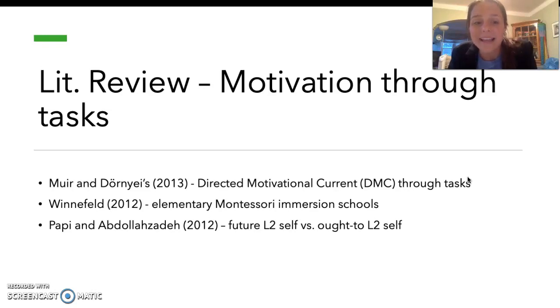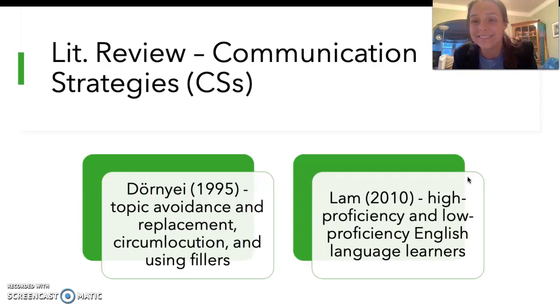And we have Papi and Abdollahzadeh, who in 2012 looked at the future L2 self versus the L2 self. The future L2 self is visualizing yourself in the L2 in the future, and the L2 self is basically working towards an L2 because you feel like you have to. Their study affirmed the present research in the practice of developing tasks to enhance a student's motivation toward their future L2 self and not a student's L2 self.